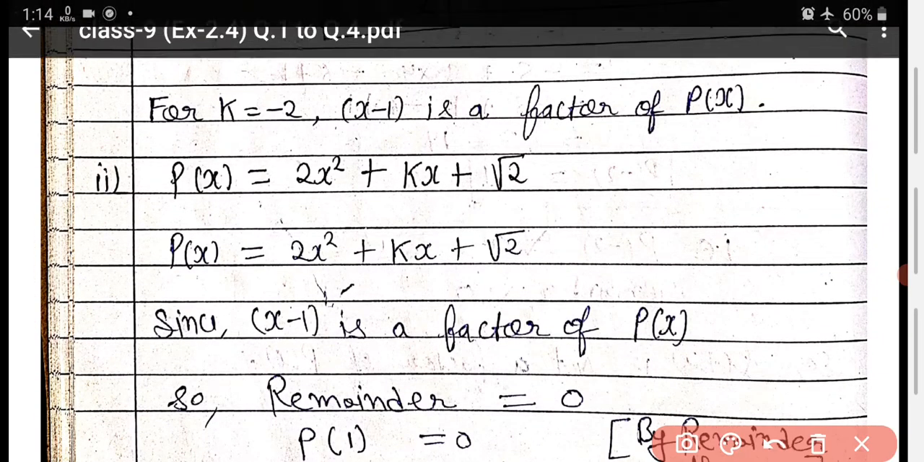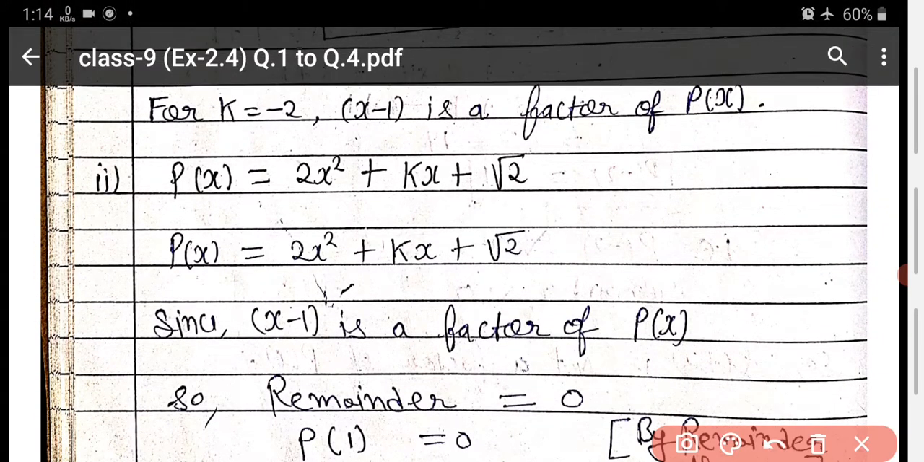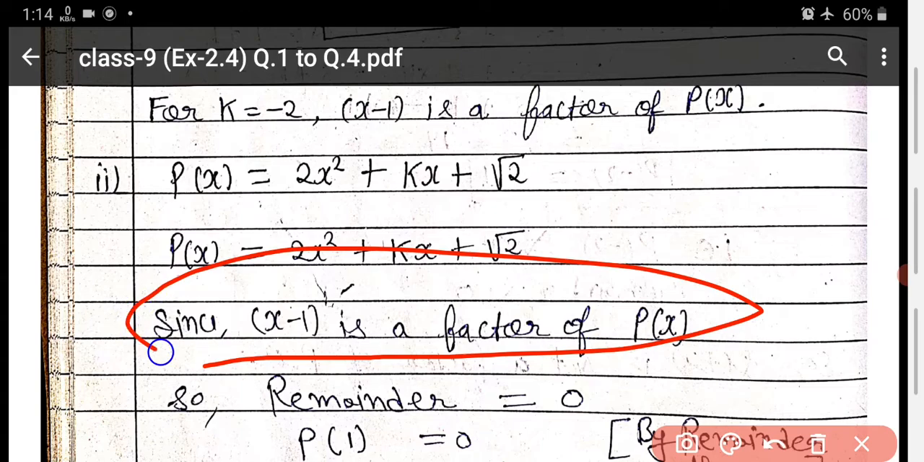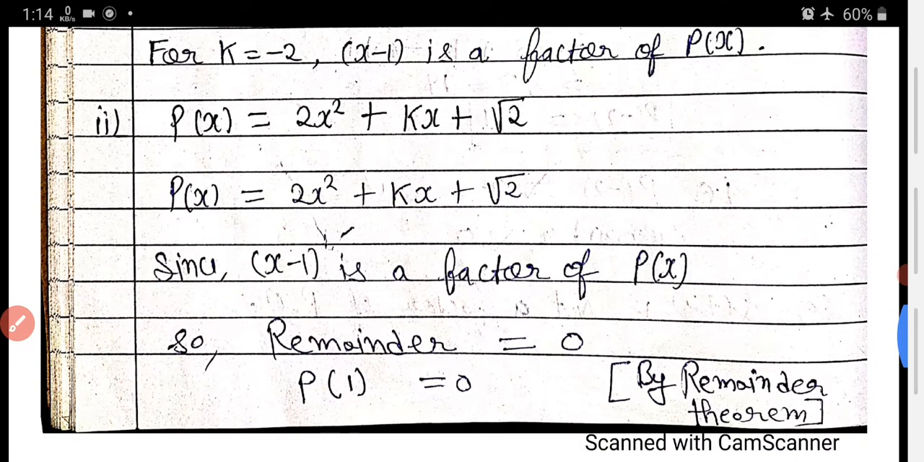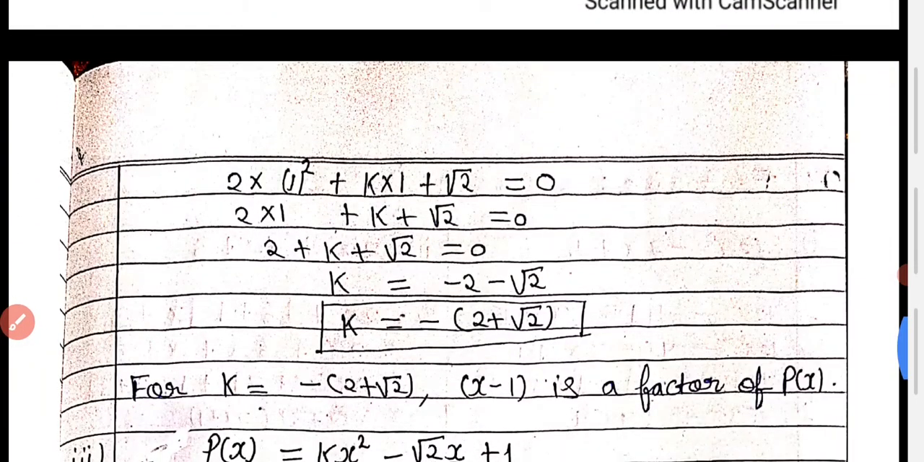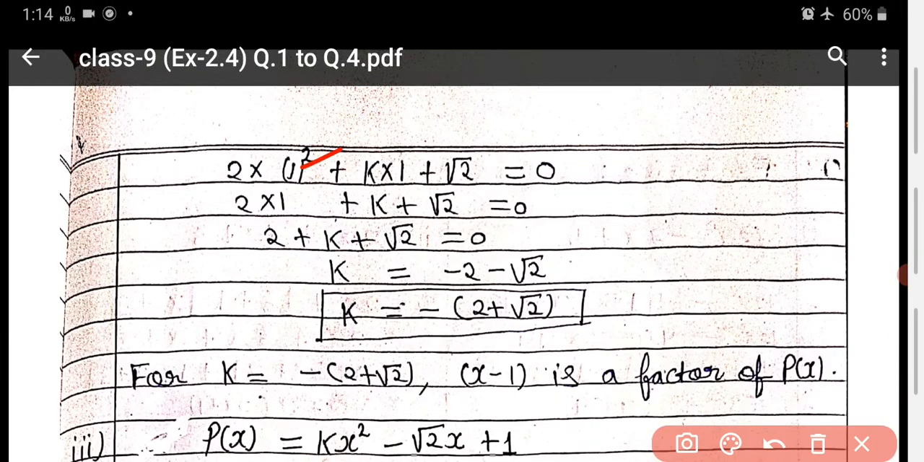p(x) is equal to 2x square plus kx plus under root x. Now if x minus 1 is a factor of p(x), since x minus 1 is a factor, it is given, so the remainder is 0. According to the remainder theorem, the remainder is p(1). Now just calculate p(1). In place of x you put 1 everywhere in that polynomial. Now just find: you get 2, you get k, you get under root 2.